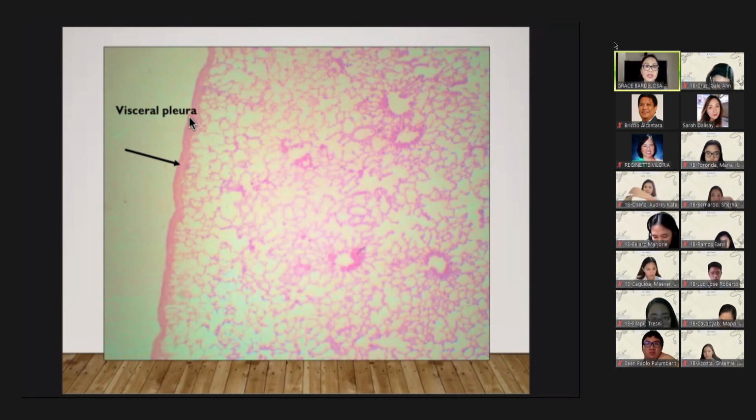This visceral pleura here. Okay, so that is the pleura of the lungs. But of course, class, remember that there will be underlying fibrous supporting tissue here. Okay, it's primarily of collagen and elastic fibers. Okay, so that is the visceral pleura.